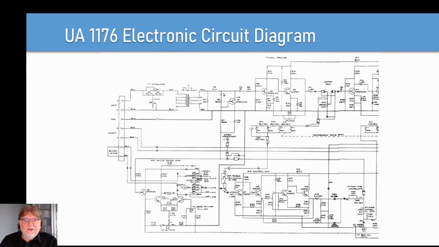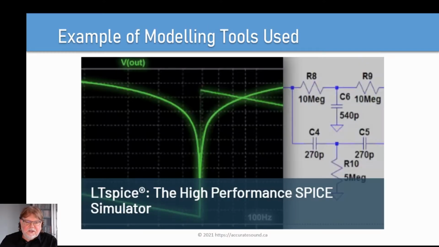Remember that 1176 peak limiter? Well, here's the circuit diagram. So we have both a hardware working analog device that can be measured along with the circuit diagram that can be modeled. And we can model that in a tool called LTspice. Basically, Spice is the de facto standard for modeling any kind of electronic circuit. So now we know how these analog hardware devices are modeled using DSP.